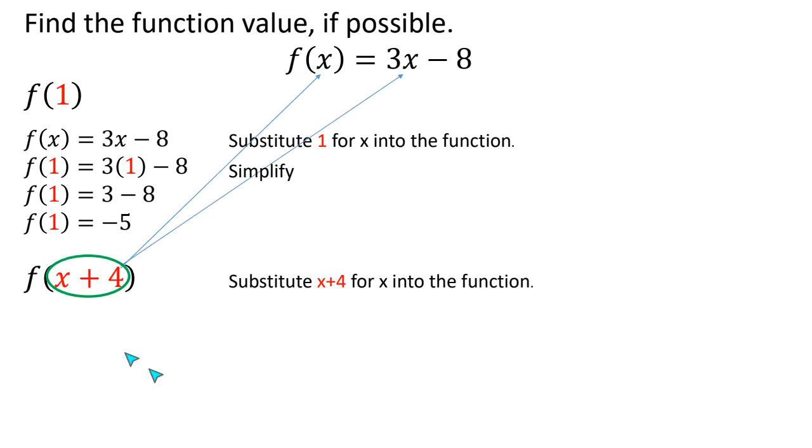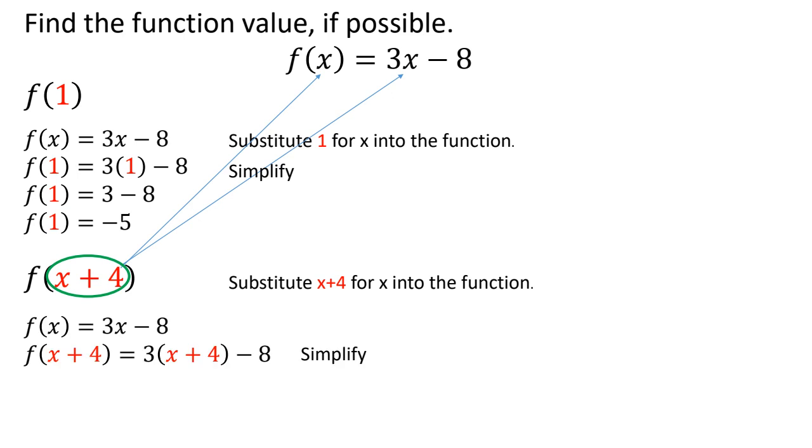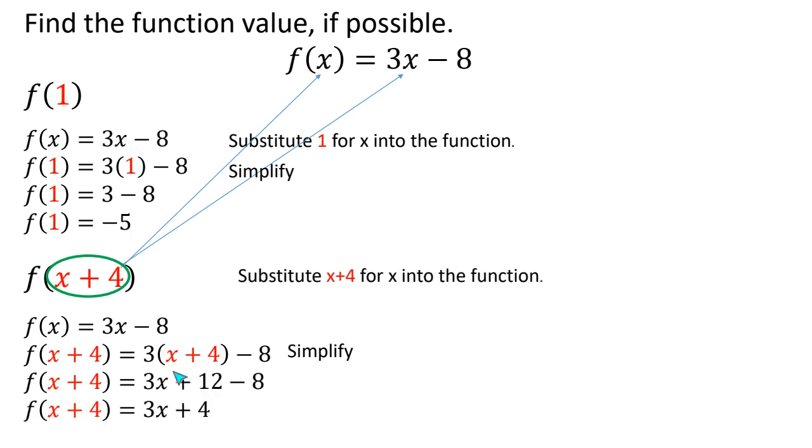And then the second one, we want to evaluate the function at x plus 4. So we're going to take this information, plug it in for all your x's, and simplify. So here I get 3 times x plus 4 minus 8. Distribute the 3. So 3x plus 12 minus 8. And then 12 minus 8 is 4. So my answer is 3x plus 4.